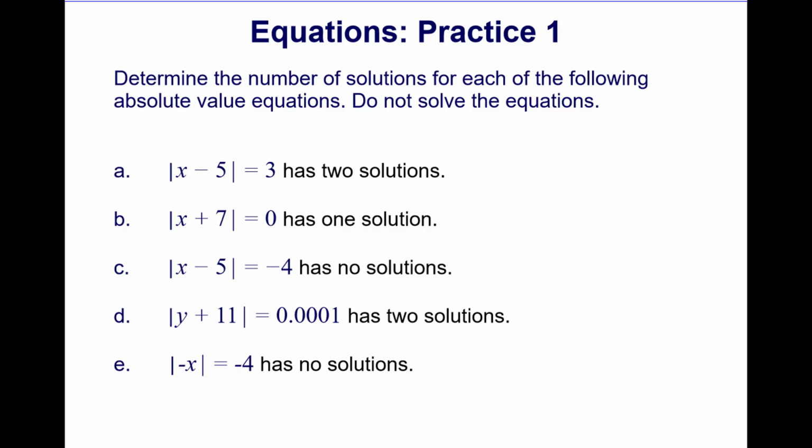For exercise D, the absolute value of y plus 11 is equal to 1/10,000. That has two solutions because that is a positive number. And for E, that has no solutions because it is equal to a negative number. The value for b is negative 4, and anytime b is less than 0, there are no solutions.